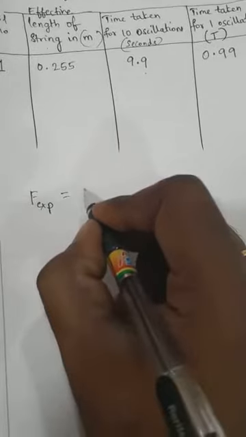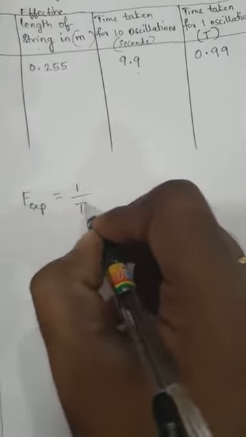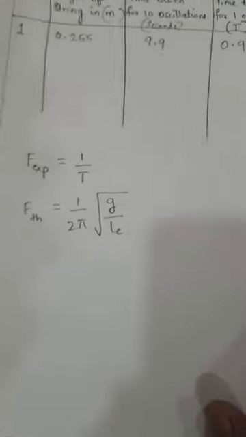So, we have the formula for f experimental as well as f theoretical. f experimental is nothing but the reciprocal of the time period, whereas f theoretical, the frequency, is given by 1 by 2 pi square root of g by effective length.